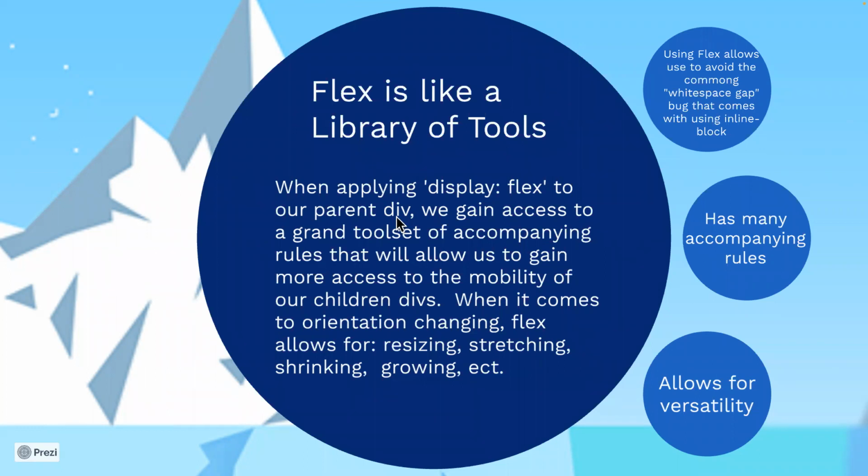When we wanted blocks to be in line with each other, each block that we wanted to be in that line, we would apply inline block to. Now, this is different in that we apply flex to the parent div so that the children align in an even row. When you apply flex to the parent, its children align in order. We gain access to a grand tool set of accompanying rules that will allow us more control over the mobility of our children divs.